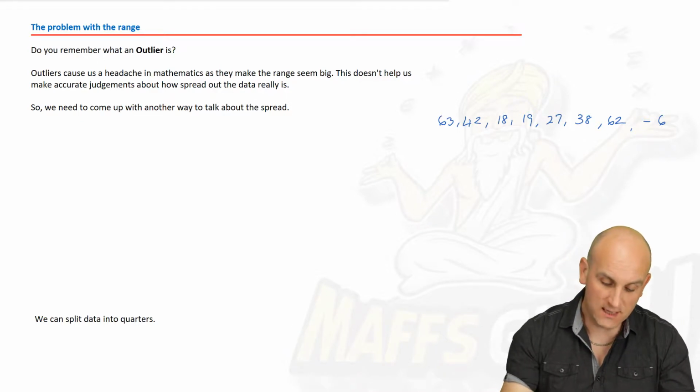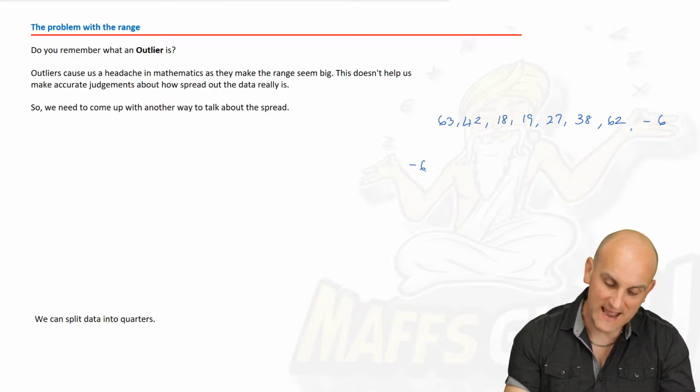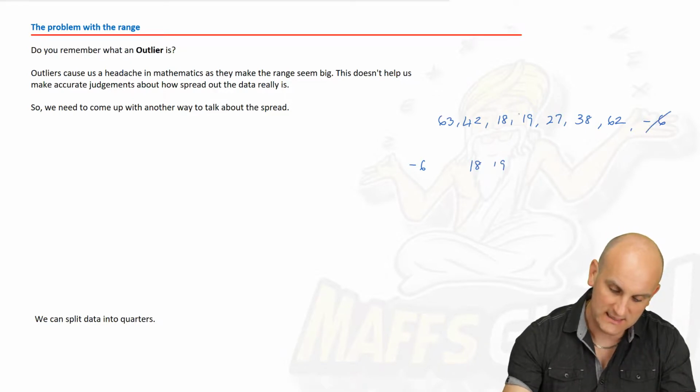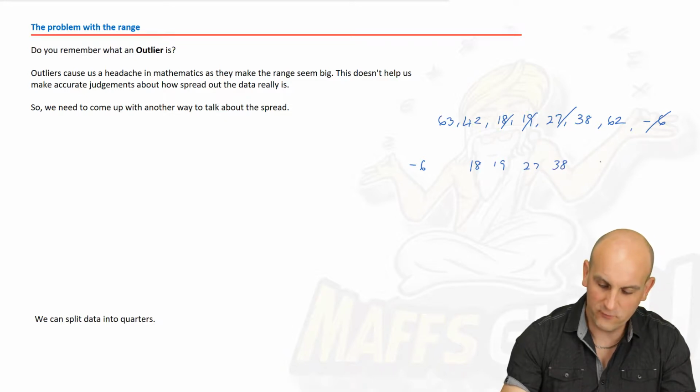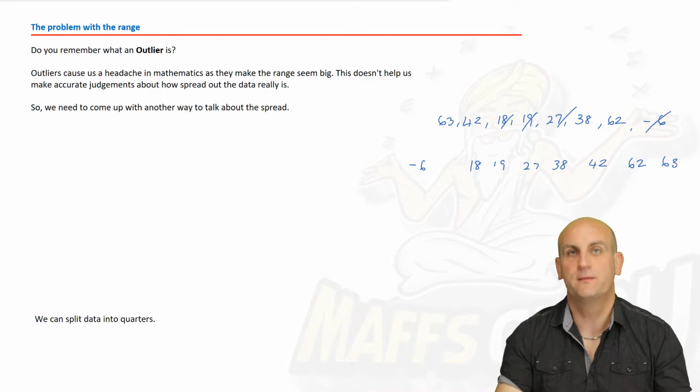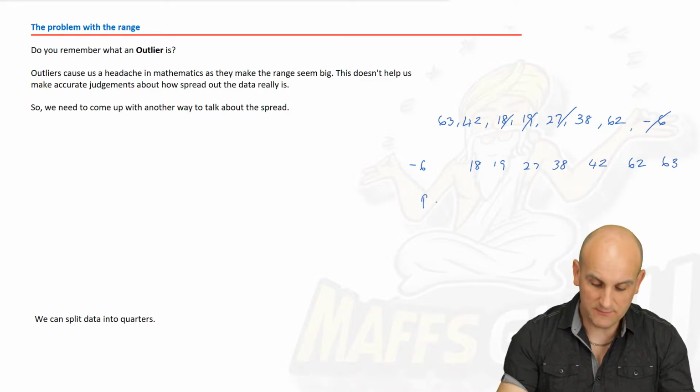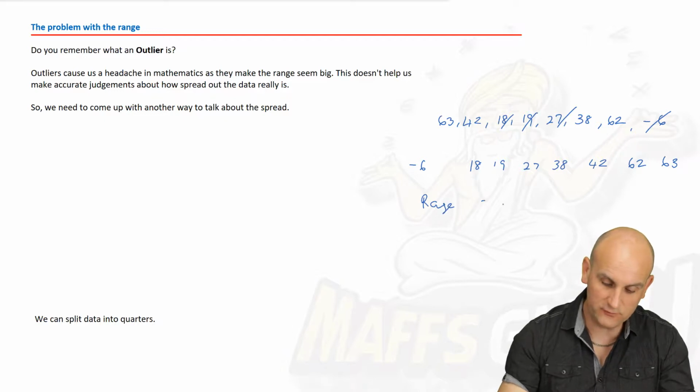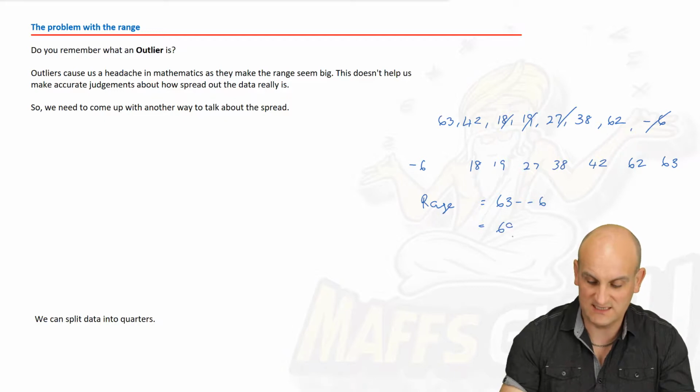So if I now look at my data, I have minus 6, and my next data value is 18, 19. Let's see if I can put these in order. Minus 6, 18, 19. What would next be? 27, 38, 42, 62, and 63. Now, if I'm going to look at my range now, my range would actually be, with that data, the difference between 63 and minus 6. So that would be 69.